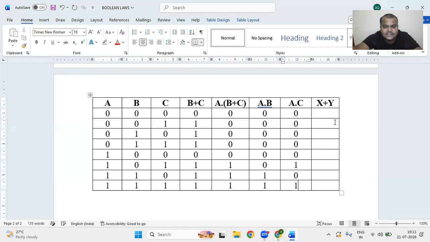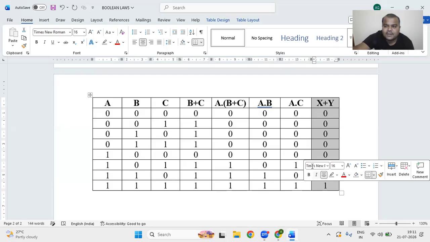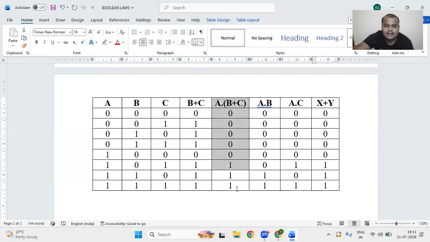A into B and A into C. After that, you can add: 0 plus 0, 0. 0 plus 0, 0. 0 plus 0, 0. 0, 0, 1, 1. 1 plus 1 is 1. And next 1 plus 1 is 1. And you see that this is the LHS and this is the RHS. Both are the same. So this is the first property, which one? Distributive law.